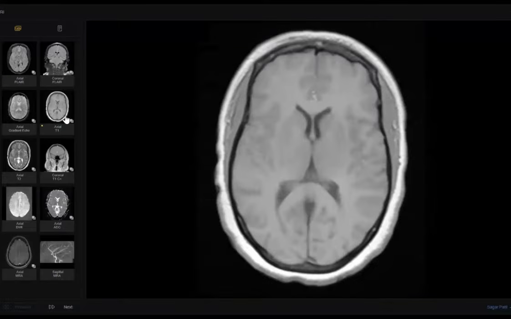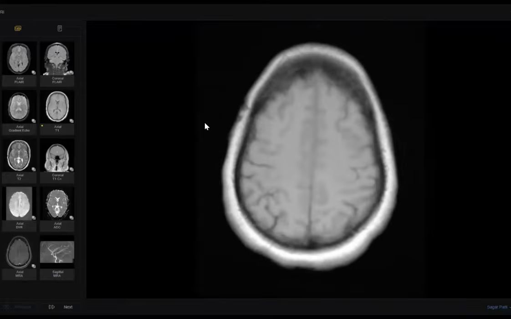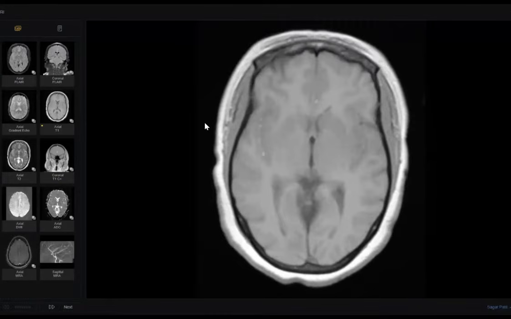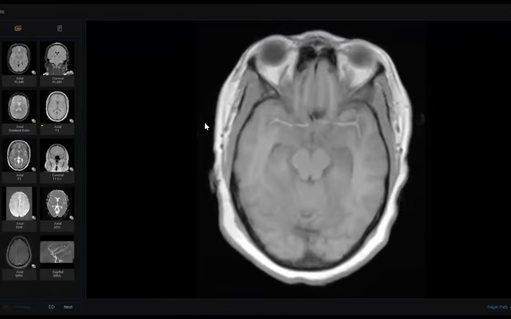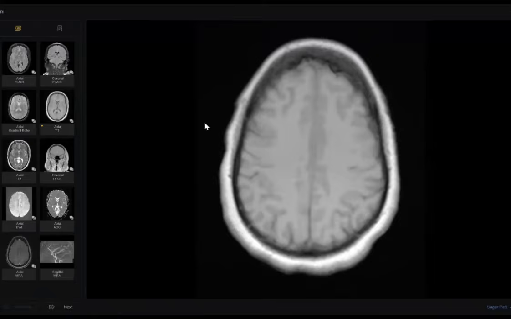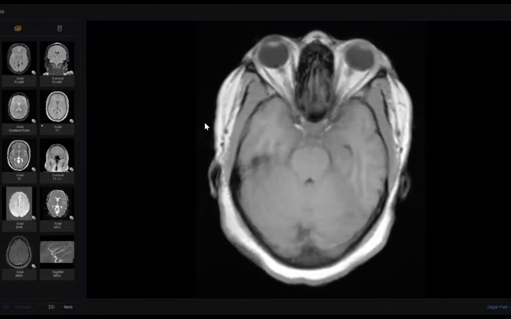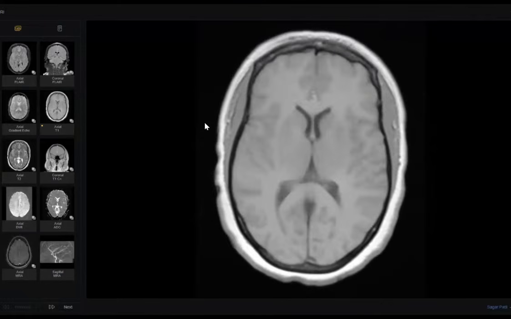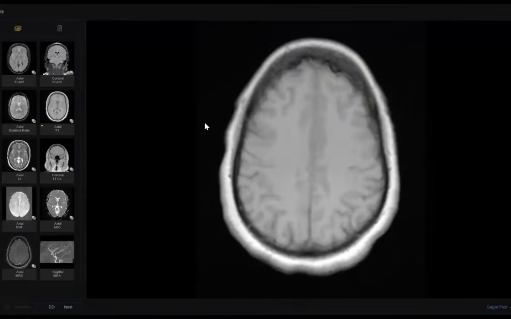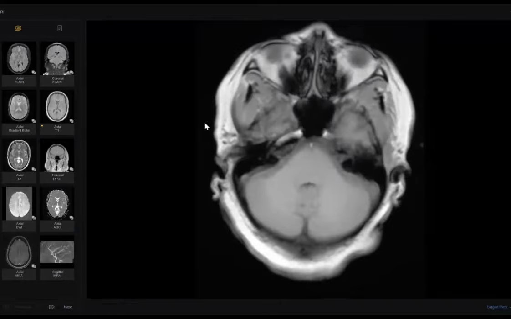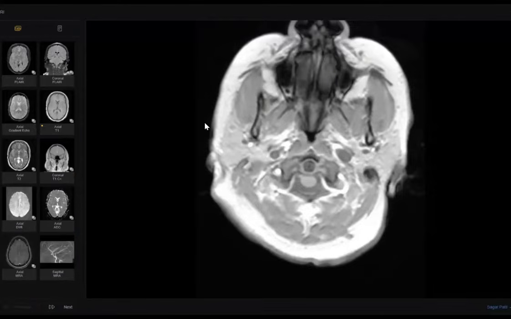What about this one? What is the name of this sequence? This is T1. Could you detect the bleeding? Yes, I can see hyperdensities in the anterior as well as the right sylvian fissure. Okay, the anterior interhemispheric fissure and the right sylvian fissure.